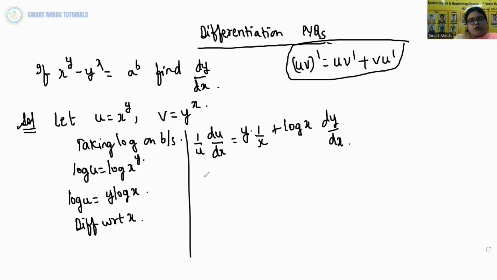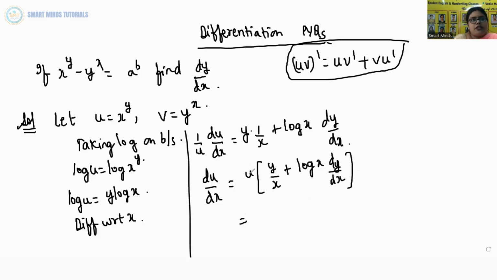Okay. So now here, if I take u that side, we get du by dx is equal to u into y by x plus log x dy by dx. So now again I replace u with x power y. So I get x power y into y by x plus log x dy by dx. This is du by dx we got.